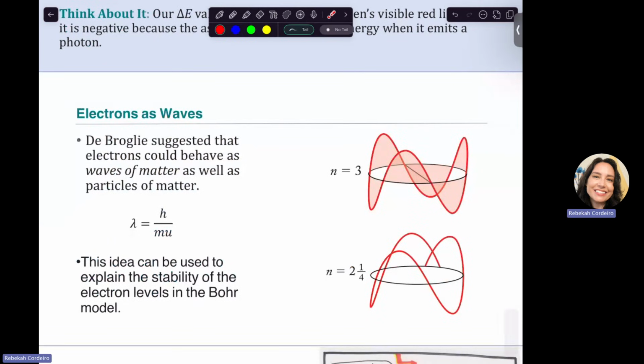So electrons are studied. Historically, we have an idea that electrons are not just willy-nilly hanging around outside the nucleus. They're actually hanging around in specific places. We call those orbitals, like specific orbits around the nucleus. And then de Broglie came along and said that he thinks electrons are behaving as waves as well as matter. And there's a lot of work gone into this.